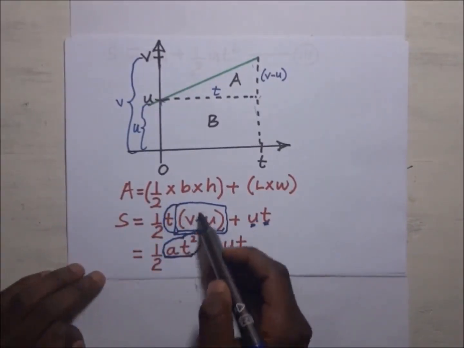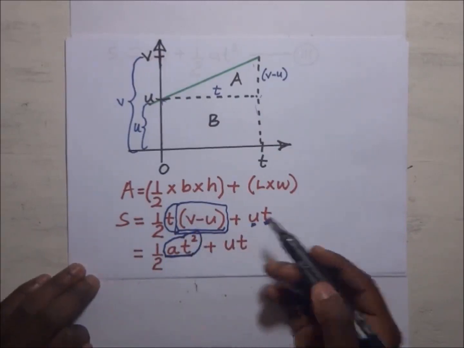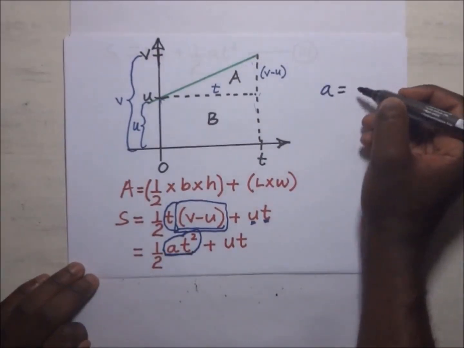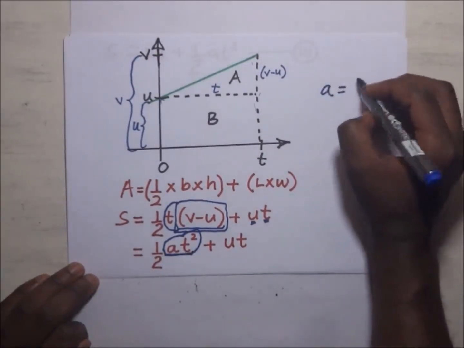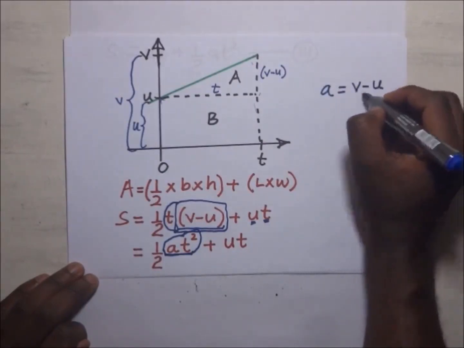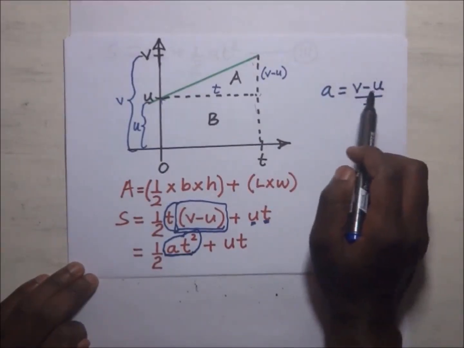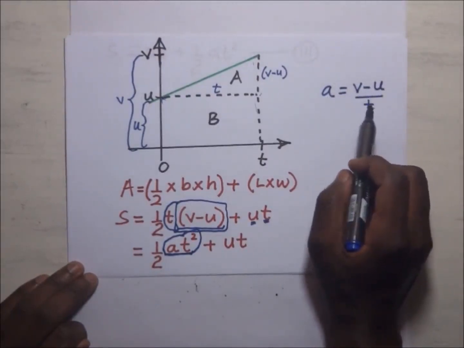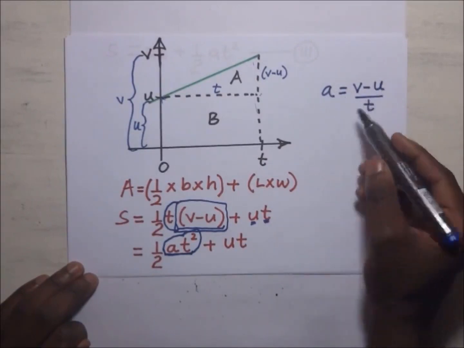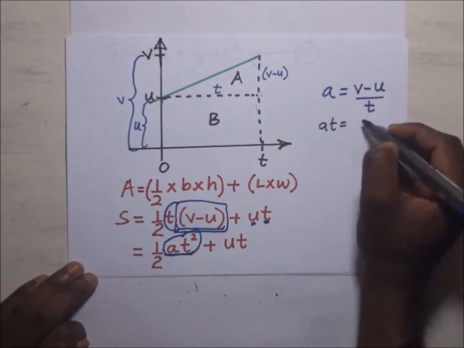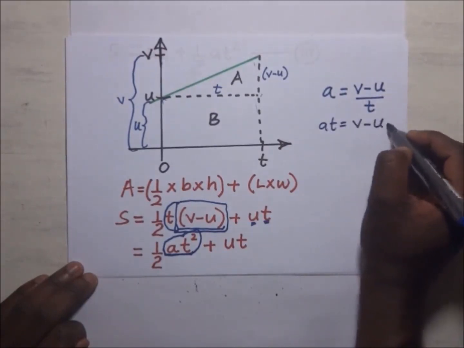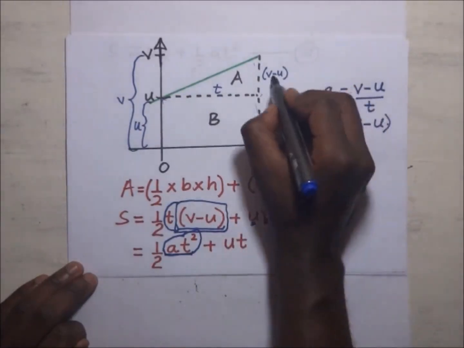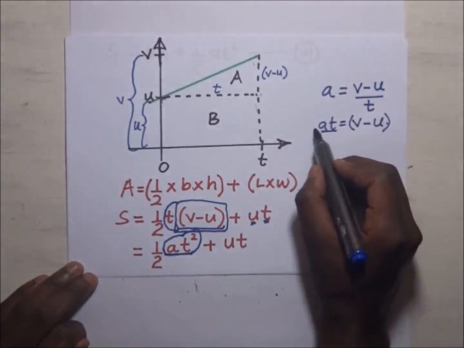Now how does this come about? We know that acceleration is the rate of change of velocity. This is the definition of acceleration: final velocity minus initial velocity over t. Now when we make this a flat equation and we multiply t on both sides, we shall end up with at equal to v minus u. So you realize that this v minus u, which is here, is the same as at. So we take this v minus u and replace it with at.